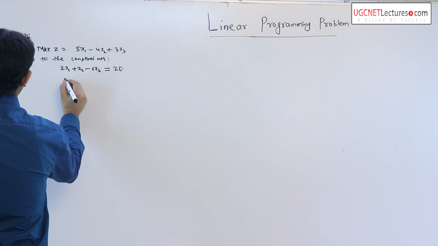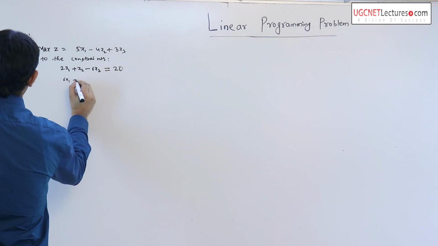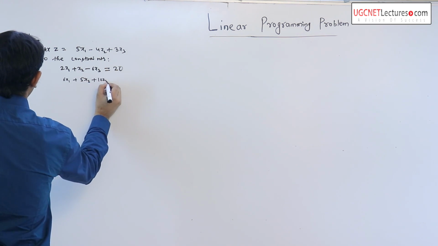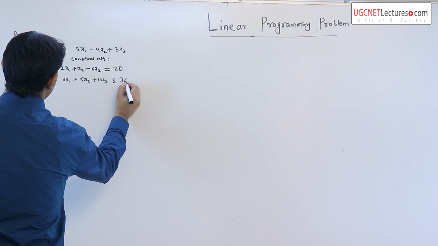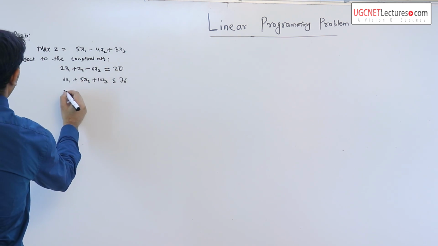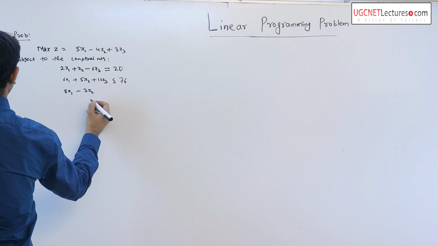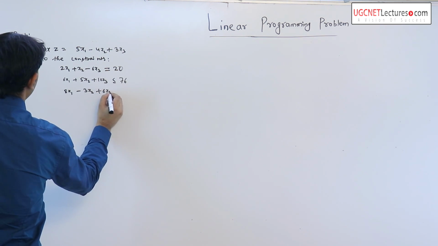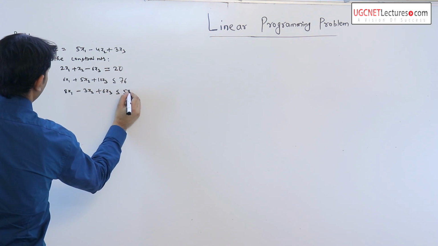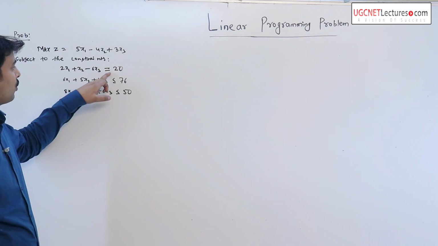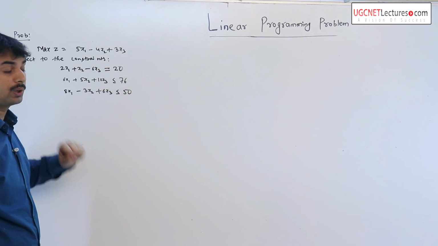The second, 6x1 plus 5x2 plus 10x3, is less than or equal to 76. The third, 8x1 minus 3x2 plus 6x3, is less than or equal to 50. Here, one of the constraints is of equality type.